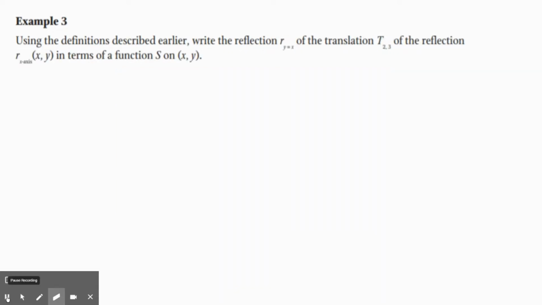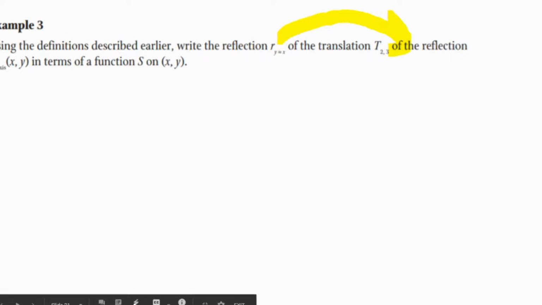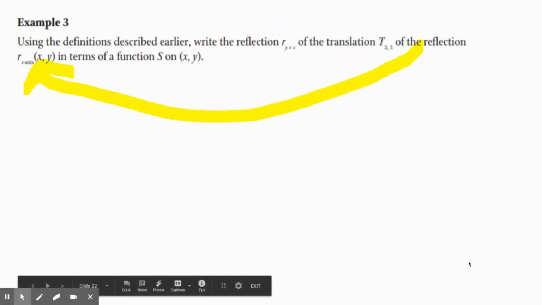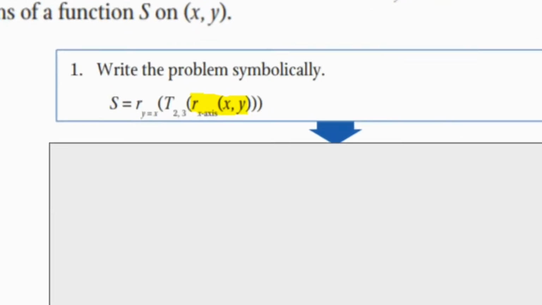So example 3 is going to show you exactly what I was talking about in the last problem. We're going to follow the words "of the" until we get to the very last "of the," and that's actually going to be the first thing. So watch closely. So we're going to write a reflection, r y equals x, of the translation (2, 3) of the... so we got to keep going until we get to the very last thing, and the very last one was the reflection in the x-axis. That's going to go on the very inside of the parentheses. And then the translation comes next. So we're working kind of backwards here from the inside out.